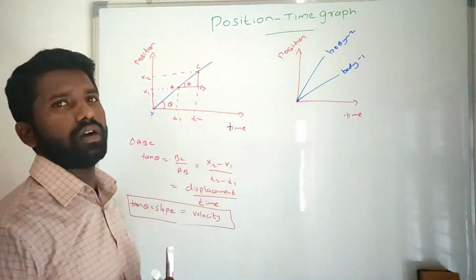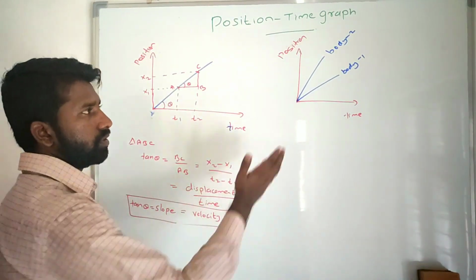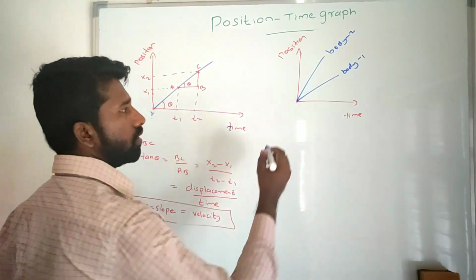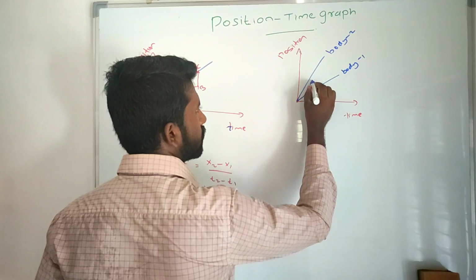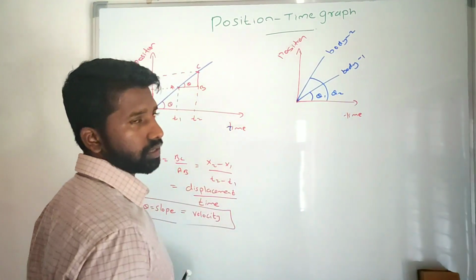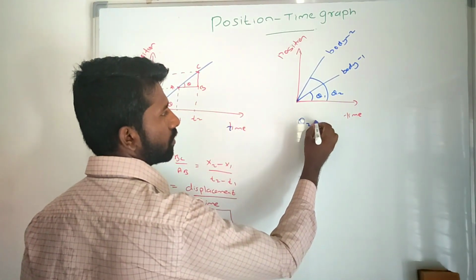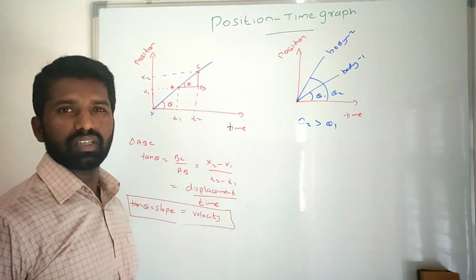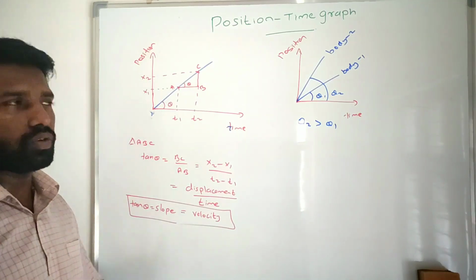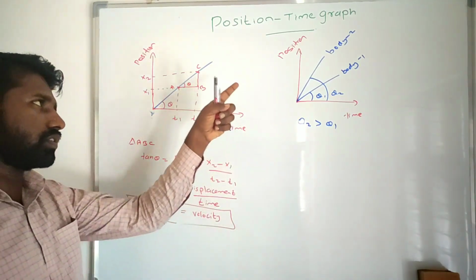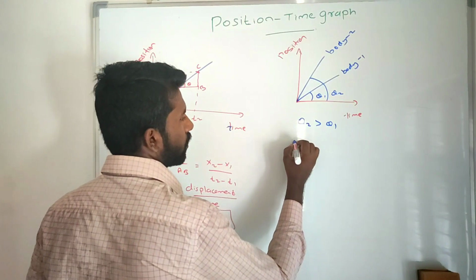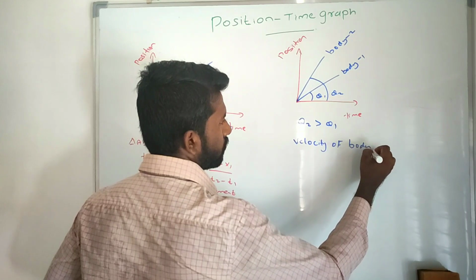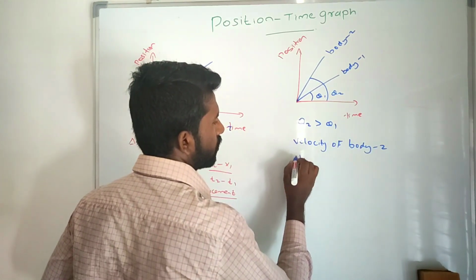Which body has the higher velocity? How can we find out? You have to find the slope of the position time graph, which is the velocity. Here this is theta 1 and this is theta 2. Which one is greater? You can see that theta 2 is greater than theta 1. So the slope of the second graph is greater than the first, so we can say that the velocity of the second body is more. Body 2 is larger.